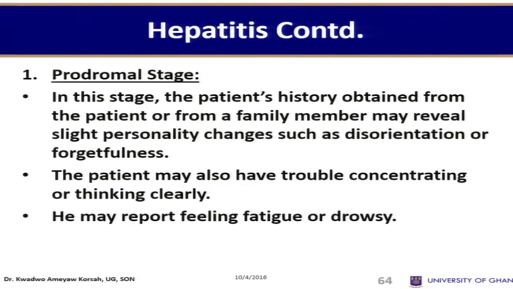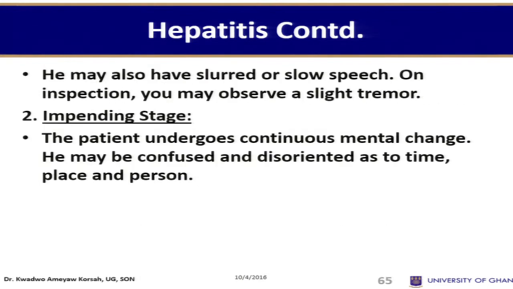One is the Prodromal Stage. At this stage, the patient's history obtained from the patient or from family members may reveal slight personality changes, such as disorientation or forgetfulness. The patient may also have trouble concentrating or thinking clearly, and may report feeling fatigued or drowsy. He or she may also have slurred or slow speech, and on inspection you may observe slight tremors, and this may give rise to the second stage, which is the Impending Stage.